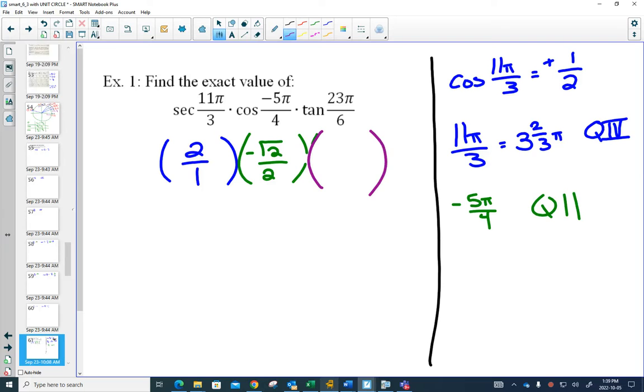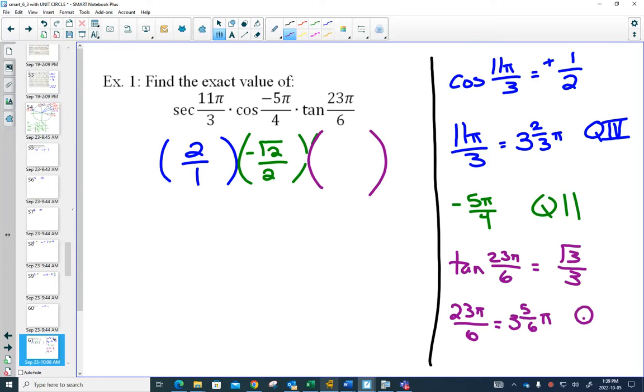And then finally, tan of 23 pi over 6, I know it's going to be root 3/3 because it's part of my pi over 6 family. 23 pi over 6 is 3 5/6 pi, which tells me it ends in quadrant 4. Tan is negative in quadrant 4, so this will be negative root 3/3.